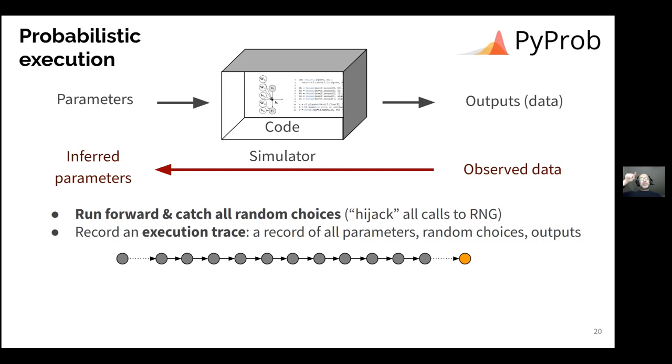But in addition to providing the random number, we are supposed to also let the probabilistic programming system know that this happened. This happened at this point in execution. We need to be able to record all the random number calls during one forward execution of the simulator. And this is what we call an execution trace. Here I'm trying to show that it's a sequence of these nodes. You start from a location and this is the end.